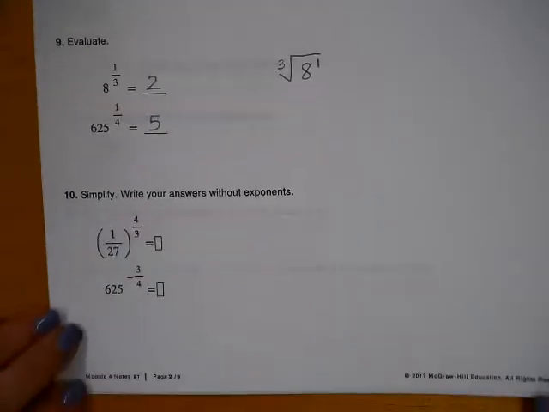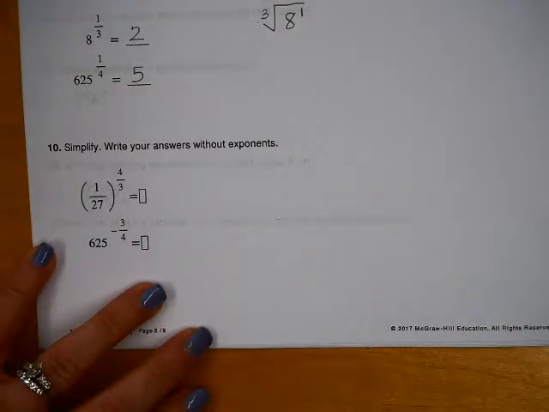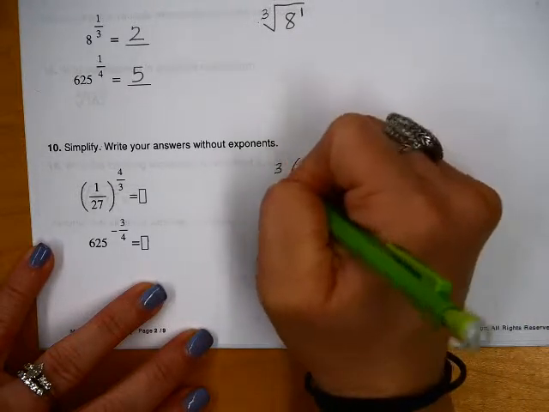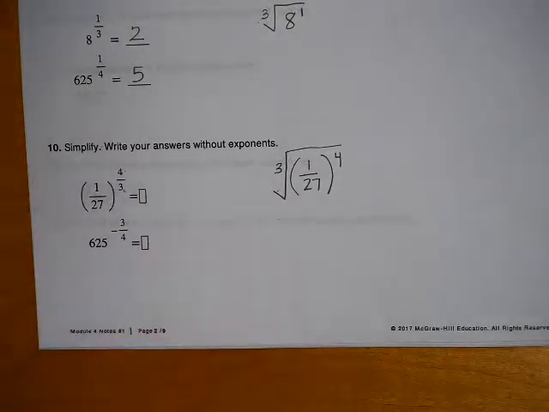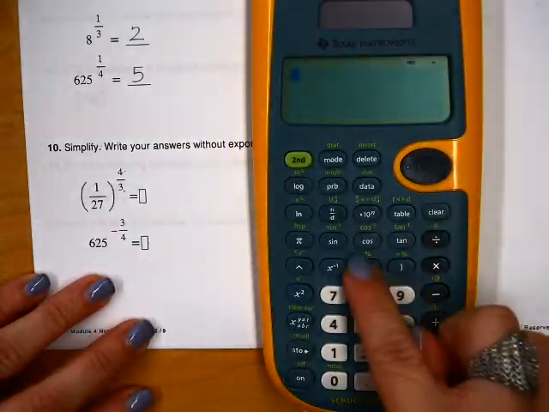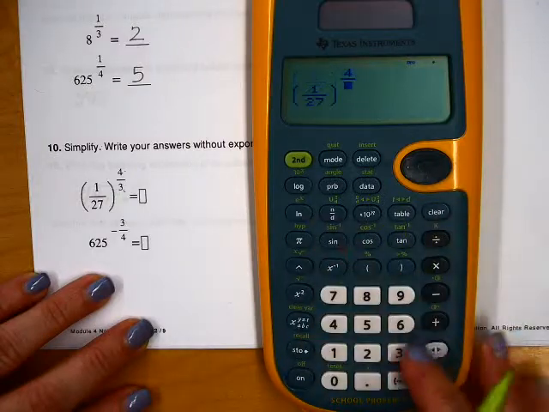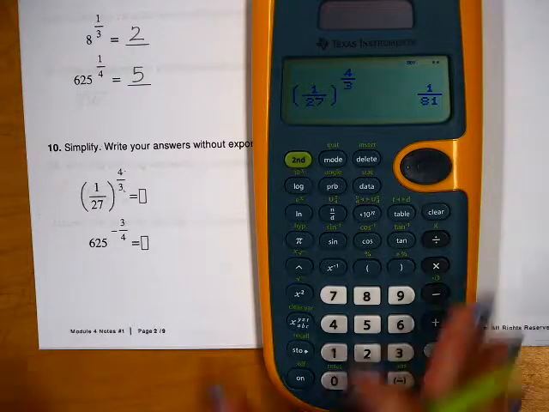All right, let's look at number 10. We're doing the same thing again, right? So just to make sure that we understand going back and forth between fractions, fractional exponents, and radicals, this would be 1/27 to the 4th power, and that would be the cube root of that, right? Okay, because that's your power and that's your root, okay? But there again, your calculator will help you with this, okay? So you can do parentheses 1/27, close your parentheses to the 4/3 power, and it'll tell you that your answer is what? 1/81.